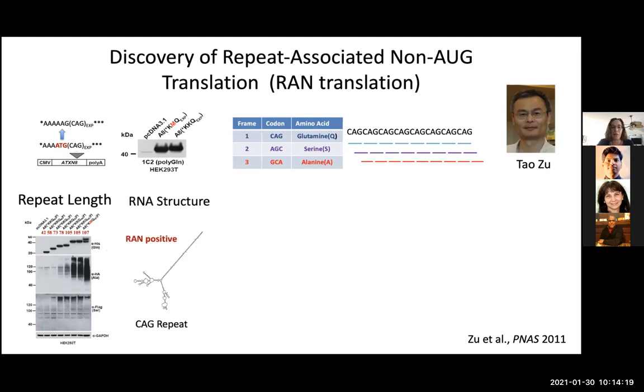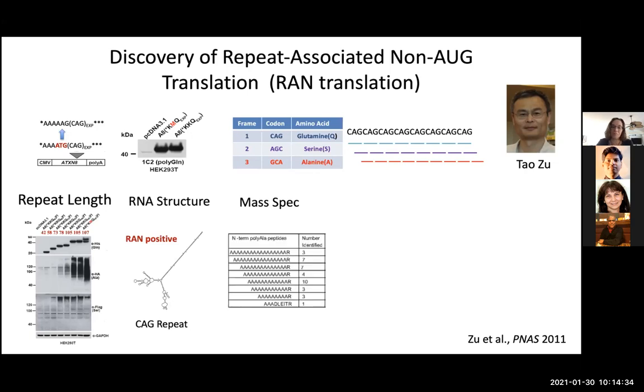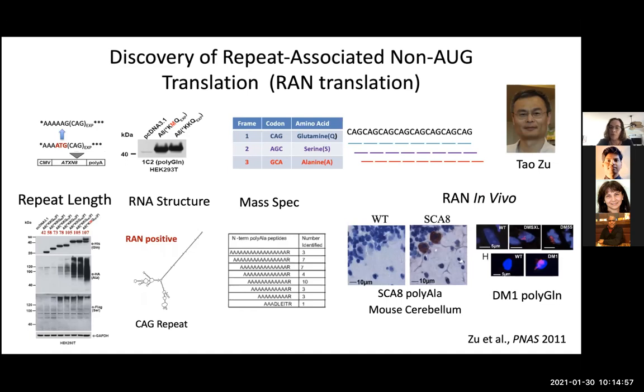And this phenomenon seemed to be dependent upon RNA structure. So CUG repeats and CAG repeats did this, but CAA, which doesn't form a hairpin, does not do this. And we had a lot of trouble having this idea accepted. So we did many control experiments, and one of them was to do mass spectrometry and show that we indeed did have a polyalanine protein being expressed. And then we went on to show that these proteins can accumulate in vivo.